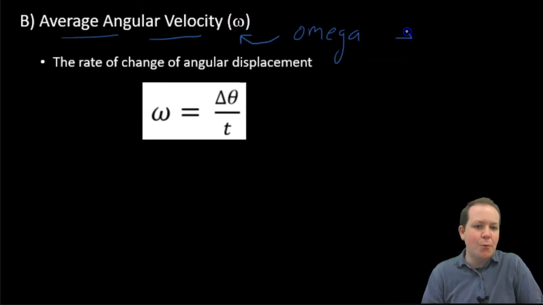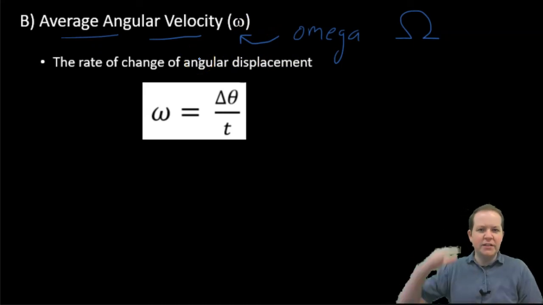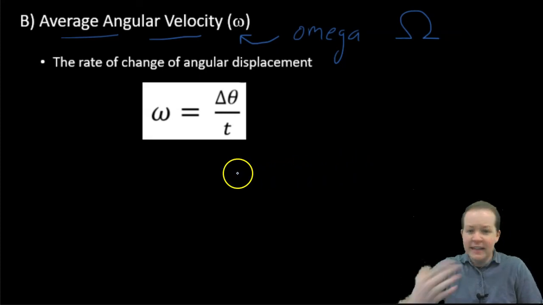Uppercase omega you might be more familiar with. It looks like that horseshoe. That's uppercase omega. This is lowercase Greek letter omega. Well, what was velocity before? It was the change in position or the displacement divided by time. It's the same thing.